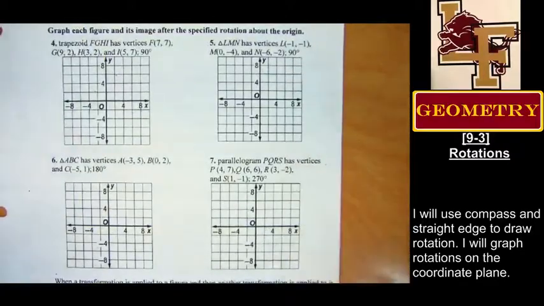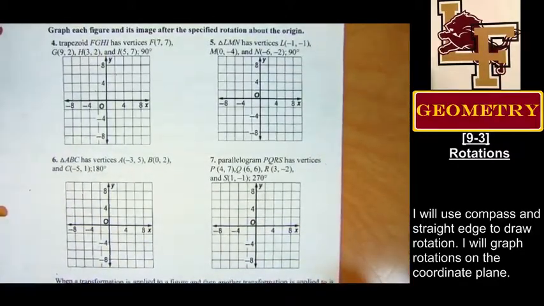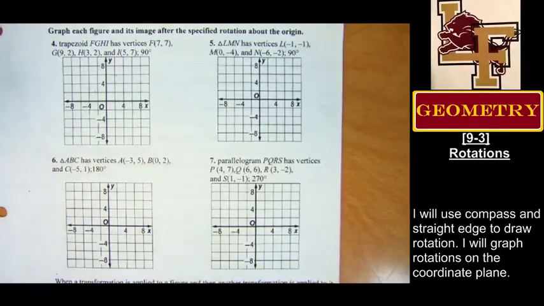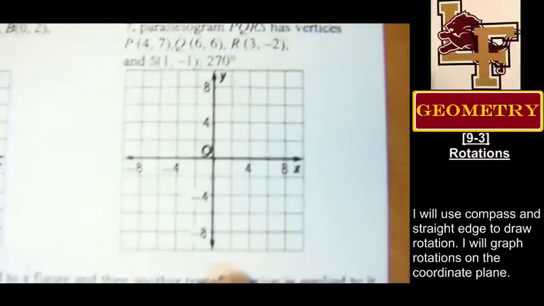Okay. Your choice on which coordinate rotation you would like to do, 4, 5, 6, or 7. Gentlemen, with me, please. 4, 5, 6, or 7? Which one? 7? Okay. 7.